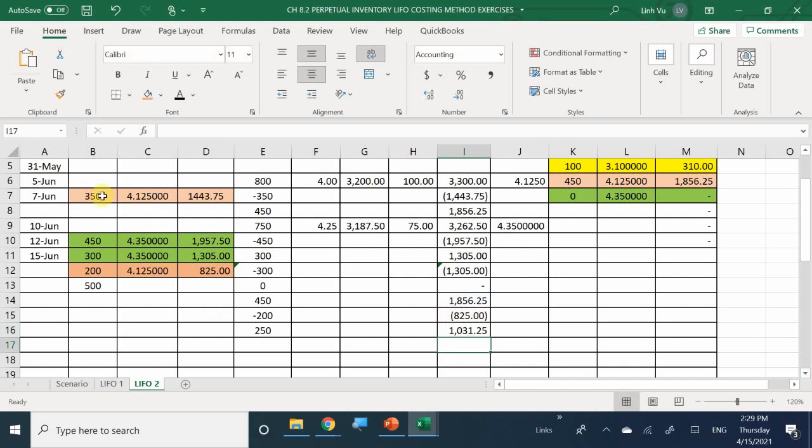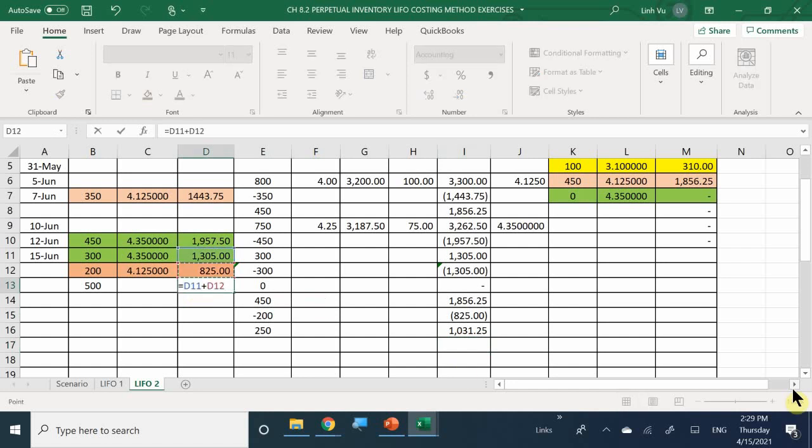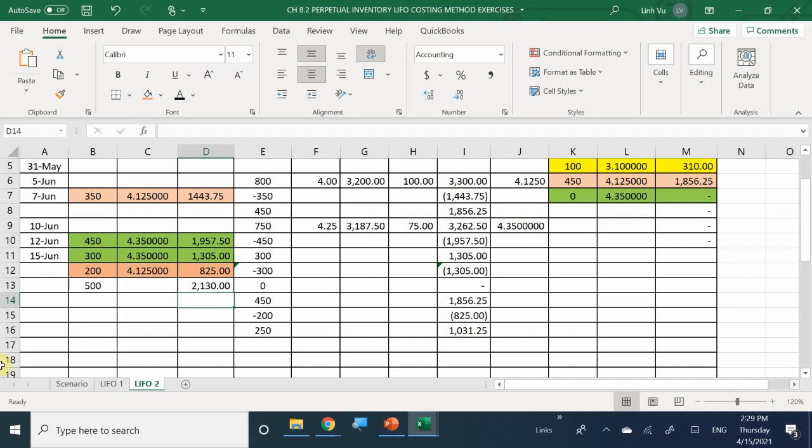1031.25. Okay. And I forgot to add these numbers up, right? So the cost of goods sold for the total of the 500 items is going to give me a grand total of 2130 even. Okay. So once again, now that I've eliminated the 200 from my peach, it should give me 250. So once again, going to my inventory on hand, I no longer have 450, I have 250 left. So that should give me a grand total of 1031.25. Yay. We matched.